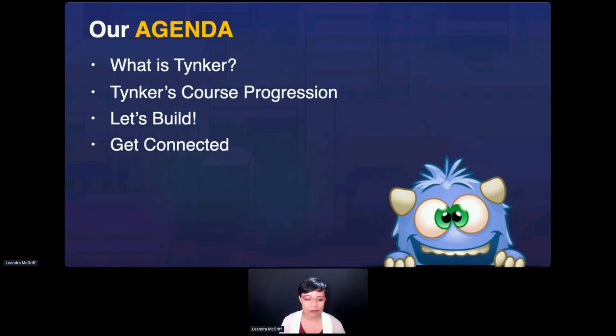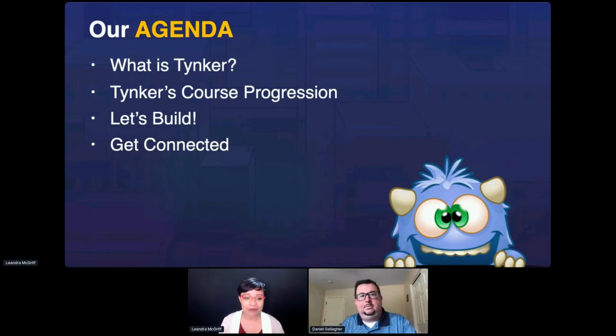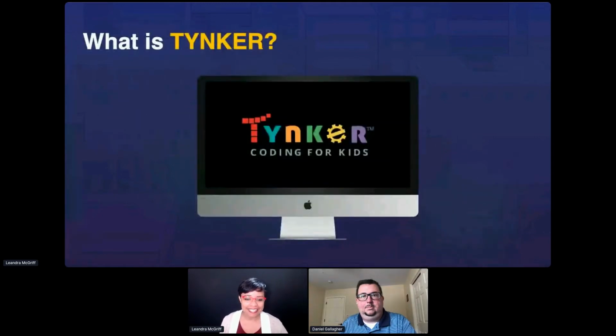So what is our agenda going to be like today? We're going to start by talking about what is Tynker and why use Tynker in the classroom. Then we're going to go on into talking about Tynker's course progression. It starts from pre-K and goes straight through to high school. And then we're going to build with Dan. He's halfway through our session today. He's going to build a project and tell us his thought process as he's doing it with Tynker. And finally, we're going to talk about some great ways to get connected and get some extra support from the Tynker community.